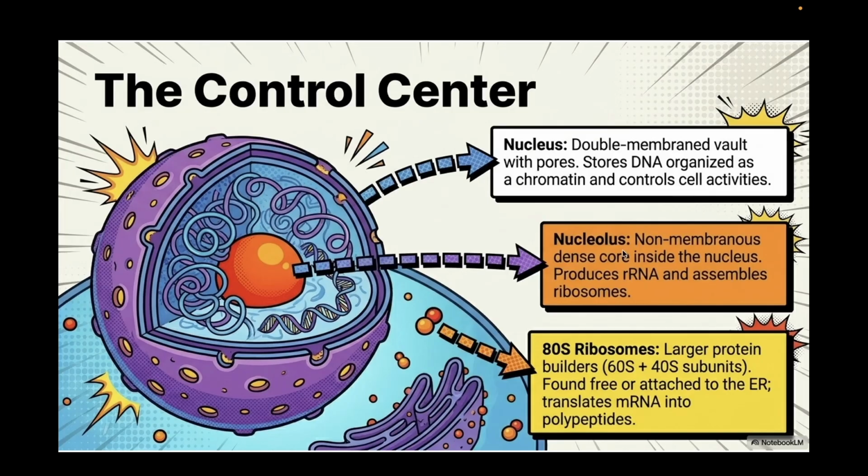Nucleolus is a non-membranous core inside the nucleus. It helps in the production of rRNA and assembling the ribosome. The ribosome here is 80S, unlike prokaryotes, which have 70S. It has a larger subunit of 60S and a smaller subunit of 40S. It may be found free or attached to the endoplasmic reticulum and helps in translating proteins from DNA via mRNA.